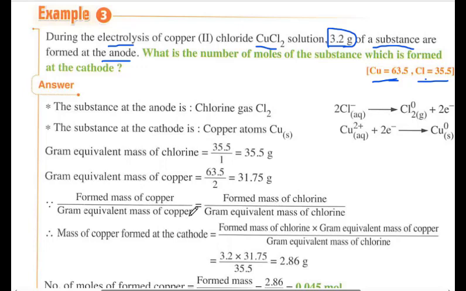The equivalent mass of copper is atomic mass over 2, the charge of the copper, and the formed mass of chlorine here is 3.2, and the equivalent mass of chlorine is 35.5, as the equivalent mass of chlorine equals its atomic mass, as the charge of chloride is only 1. This is another way.